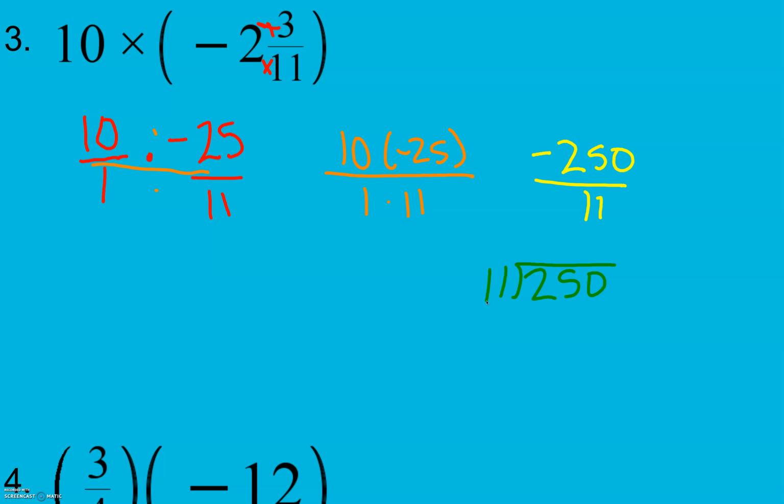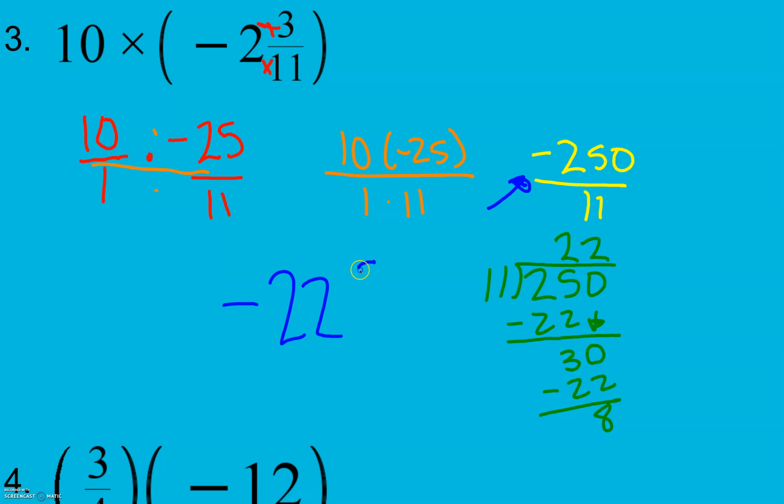11 goes into 25 2 times, which is 22. 3 drop down to 0. 11 goes into 30 twice, which again is 22, with a remainder of 8. So my answer here is going to be negative 22 and 8 over 11.